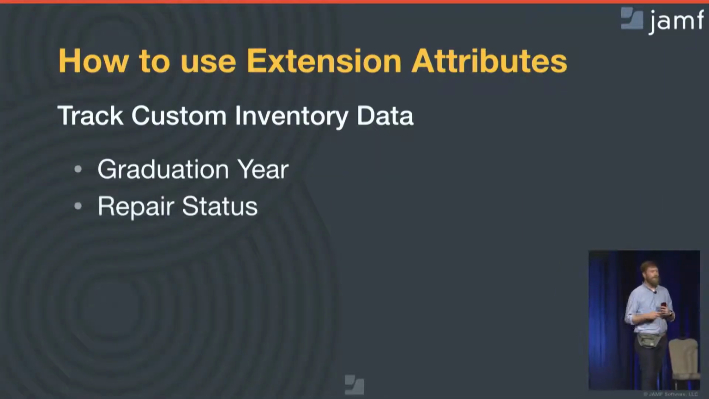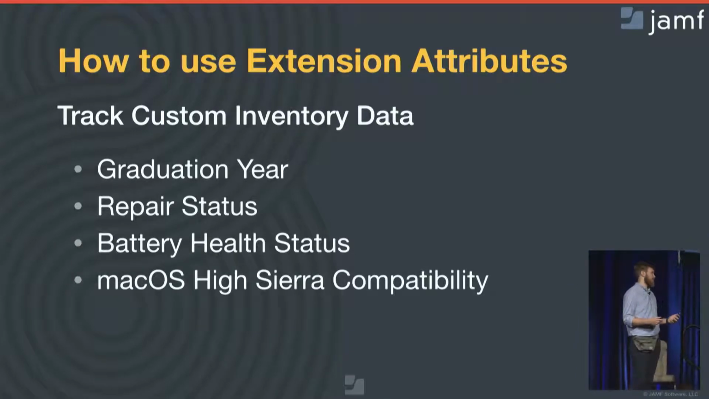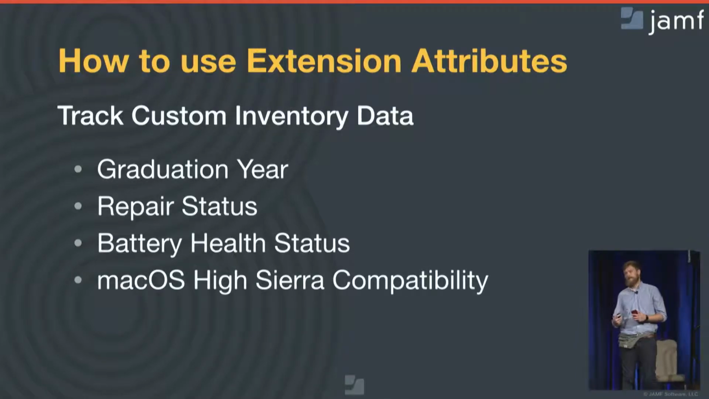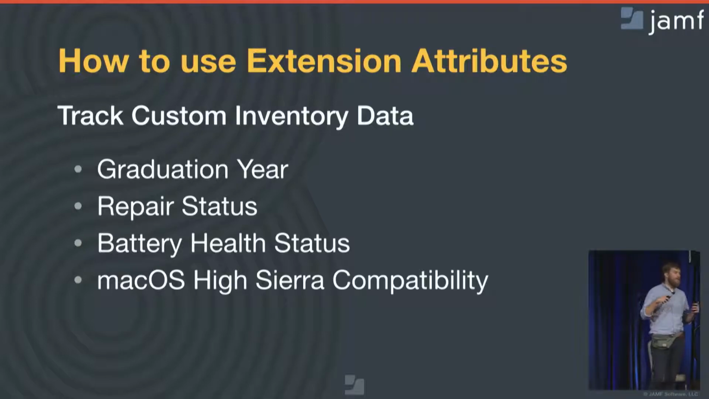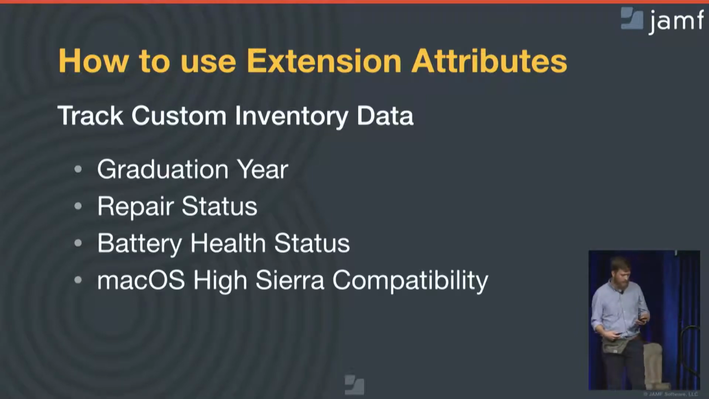Extension attributes are really super versatile. We can do a lot of things with them, but in general, like Dan and I have said, and like we'll say throughout the session, we're almost always talking about tracking some kind of custom inventory information. You could very well think of a counterexample, but for the most part, that's what we're going to see in our examples today.